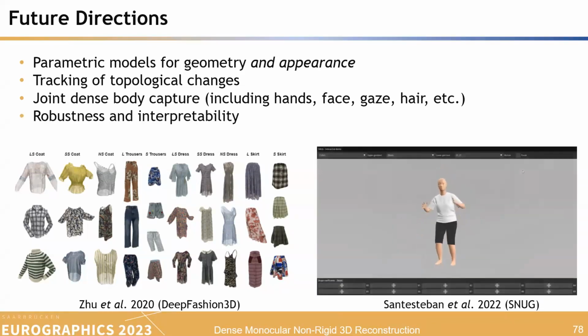And finally, we must not forget that we need robust reconstructions, and ideally also reconstructions that are interpretable, like these methods, like SNUG here. You can exactly dictate what kind of properties, for example, the clothing has, and you get reconstructions according to that. That would also be nice to have.